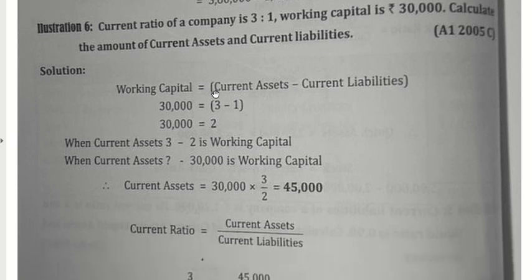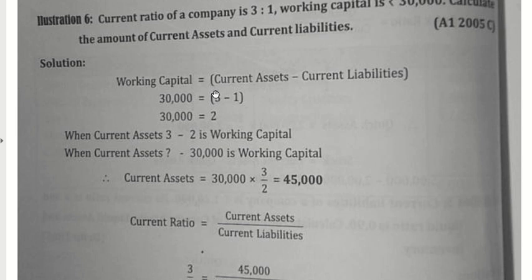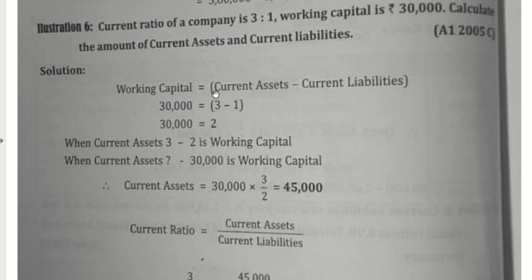So your next question is: current ratio of a company is 3:1. Working capital is rupees 30,000. Calculate the amount of current assets and current liabilities. So working capital we do not have.